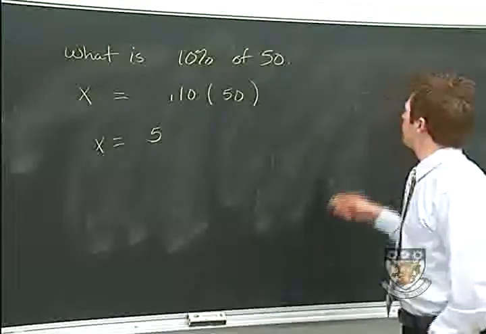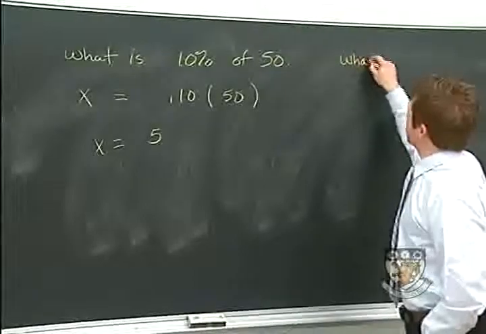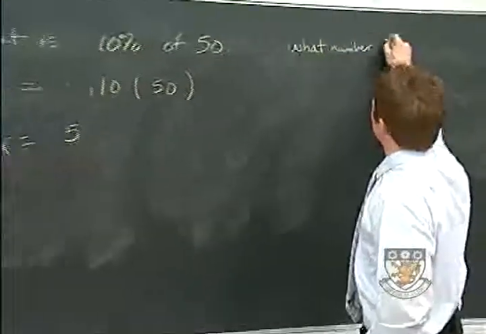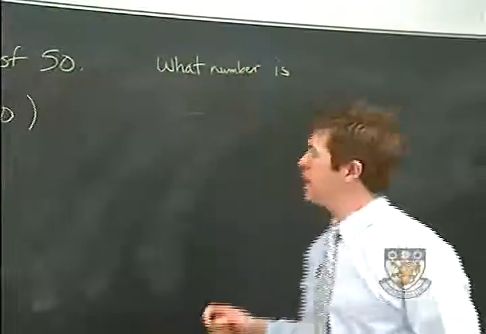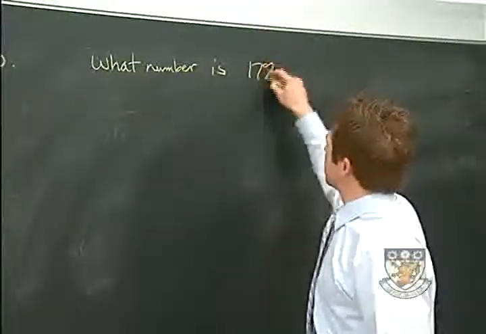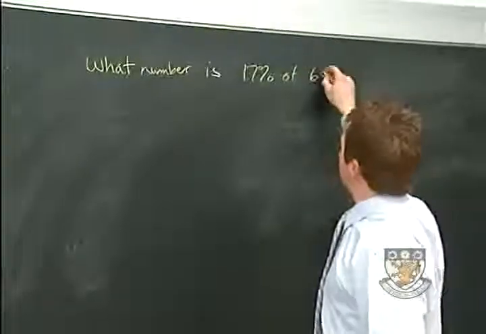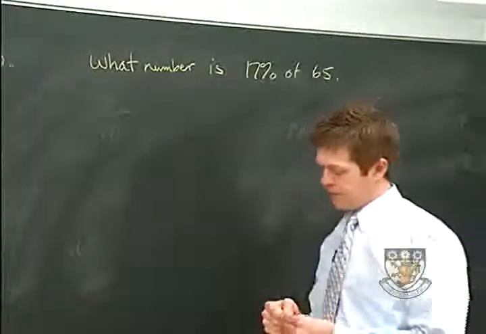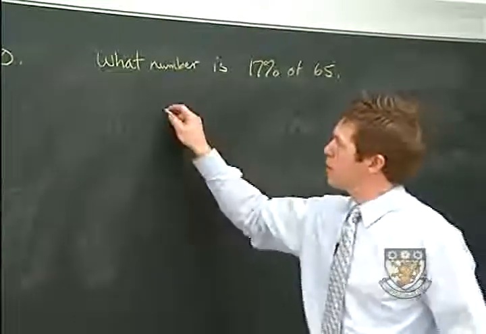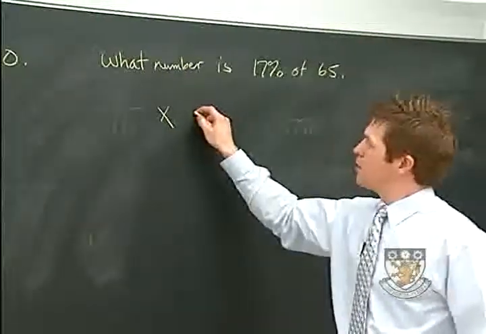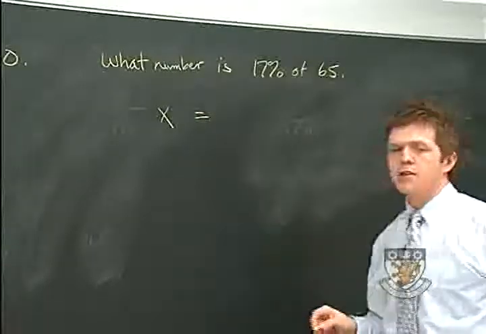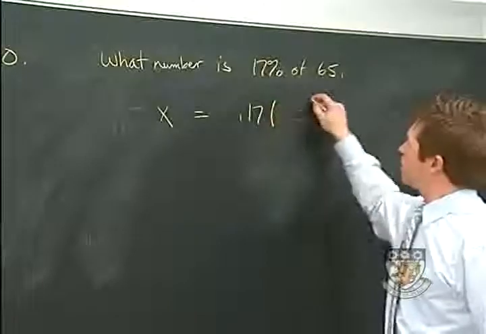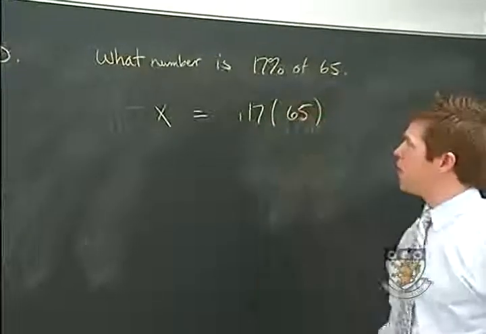Let's try another one, a little less straightforward. What number is 17% of 65? Same thing again. First start with what number? That's our variable. X is means equals 17%. We have to convert to a decimal, 0.17, of multiplication, and our number 65.